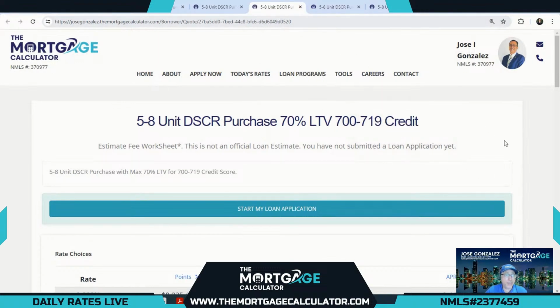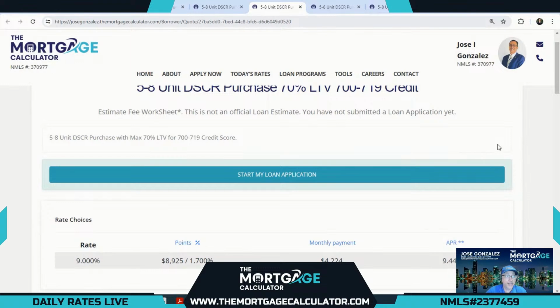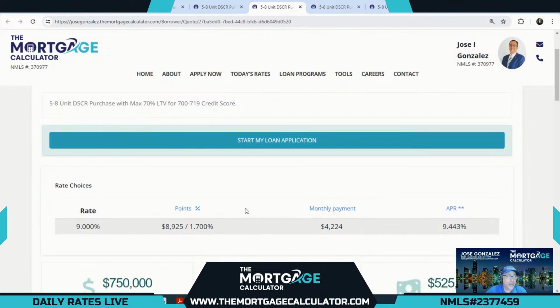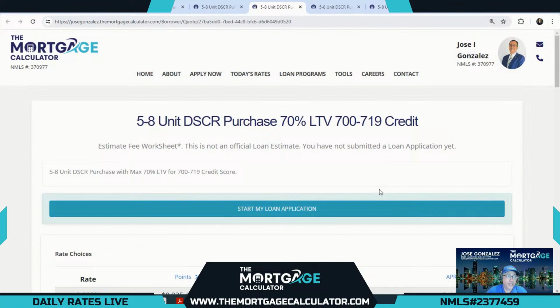So now once we drop to a 700 to 719 for this particular low interest rate option, our LTV drops to 70%. At 70% with a 700 to a 719 score, you're looking at 9% with a cost of 1.7 points. So now our cost drops a little bit from the previous example, because now we're at 70% LTV instead of 75, because 70 is the maximum below a 720 credit score.